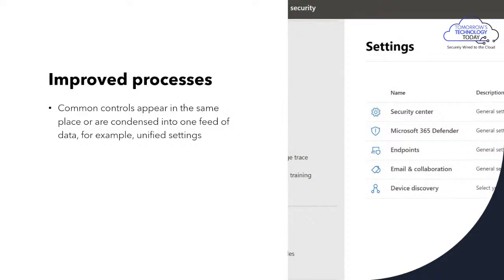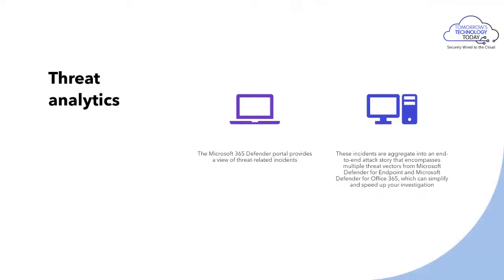The common controls appear in the same place, or they are condensed into one feed of data, for example, under unified settings. So you don't have to look all over the place to see the information for all these different threats. The Microsoft 365 Defender portal provides a view of threat-related incidents. These incidents are aggregated into an end-to-end attack story that encompasses multiple threat vectors from Microsoft Defender for Endpoint and Microsoft Defender for Office 365, which can simplify and speed up your investigation.